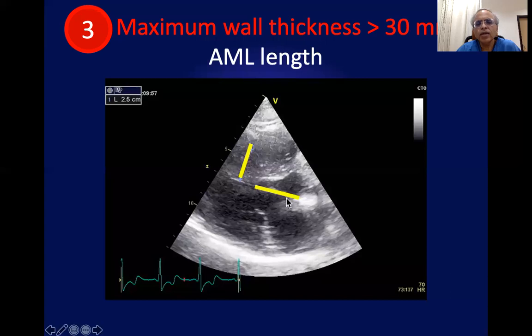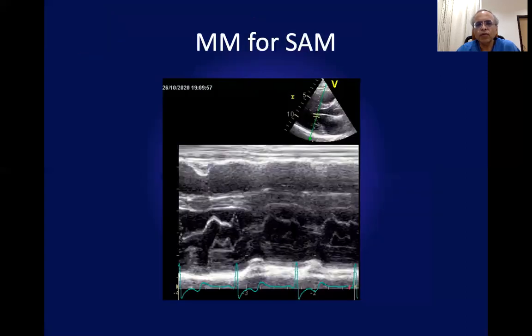Now, why look at the AML length? Remember, many hypertrophic cardiomyopathy genotypes who have not yet manifested the phenotypical expression can still have a very elongated AML, and that can give you a clue that this patient may in future develop hypertrophic cardiomyopathy. Generally, the AML length will be much more than, say, 2.8 centimeters or 3 centimeters.